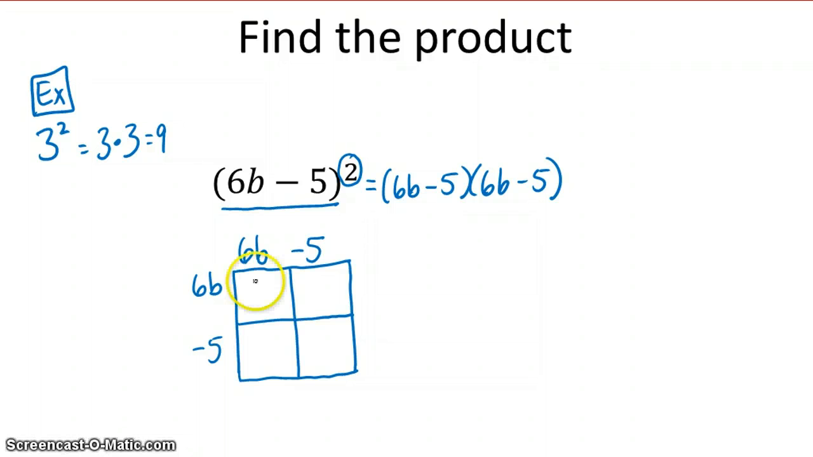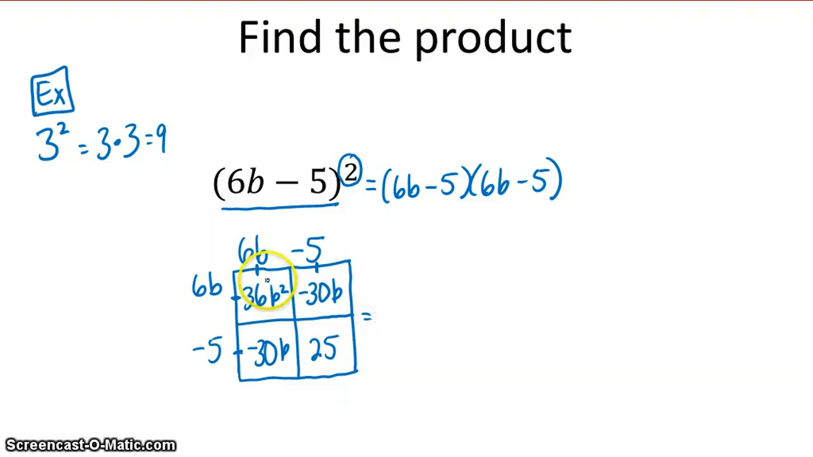Okay, so again, once we have our box set up in the upper left-hand corner, I'm going to take the first term from each, the 6b times the 6b. Again, 6 times 6 is 36. b times b gives me b squared. In this box, upper right-hand corner, I would do -5 times 6b. -5 times 6 gives me a -30, and then times b. Bottom left, I would do 6b times -5. Well, that gives me -30 times b. And then finally, I do the -5 times -5. 2 negatives gives me a positive, and 5 times 5 is 25.